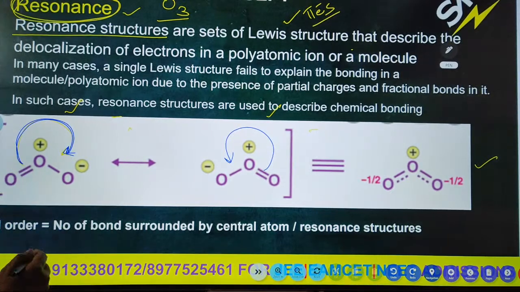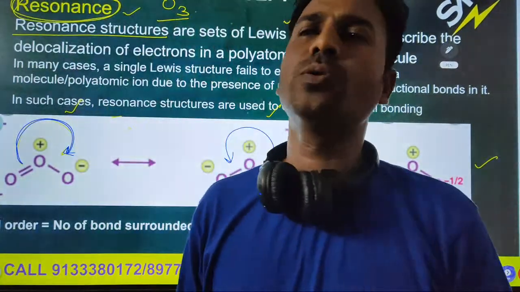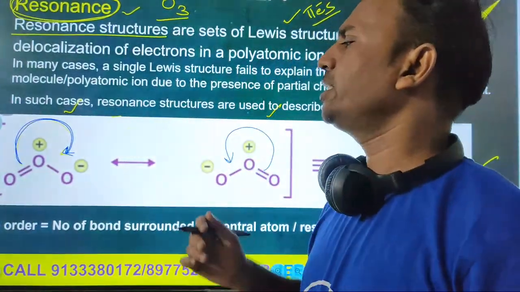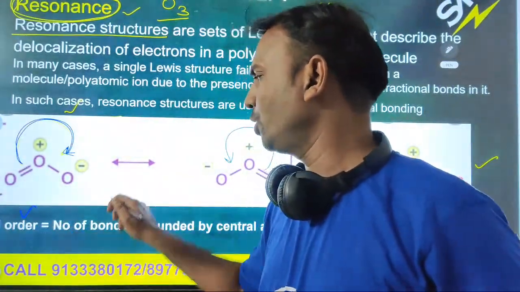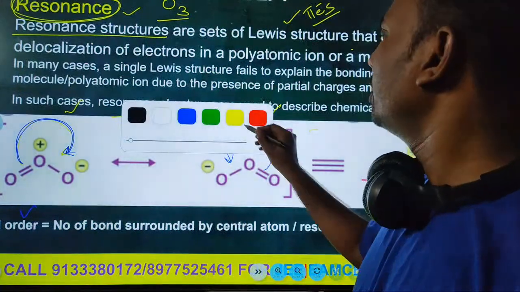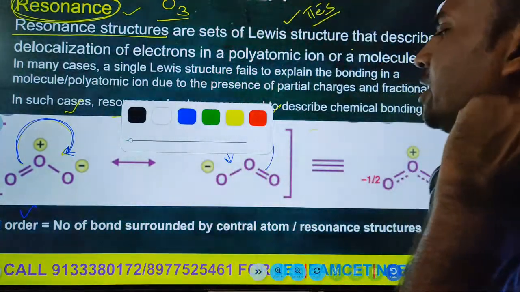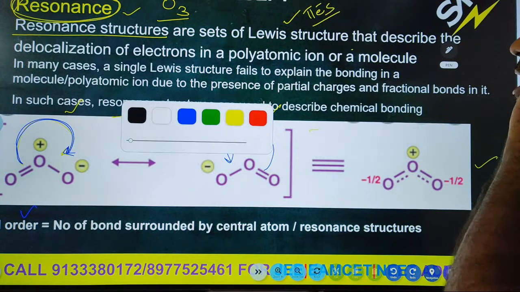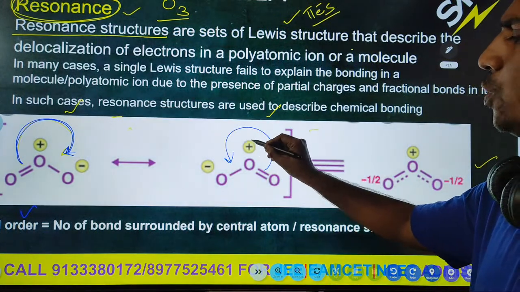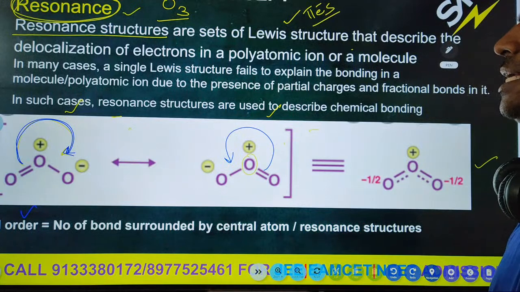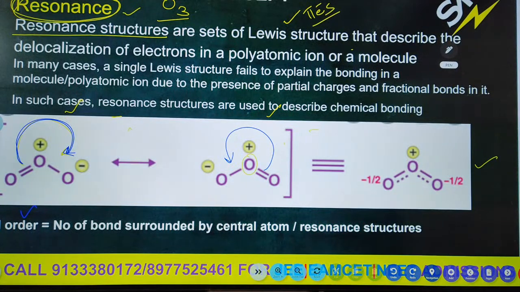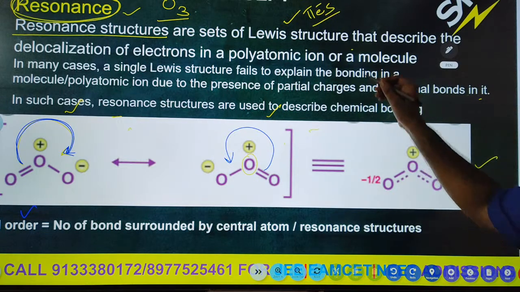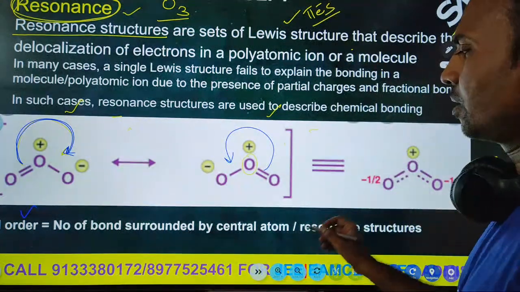Now after learning the resonance structures or canonical structures of ozone, we have to find the bond order. What is the bond order of ozone? Bond order is equal to the number of bonds surrounded by the central atom. In ozone, this oxygen is the central atom. How many bonds are there? 3 bonds are present.